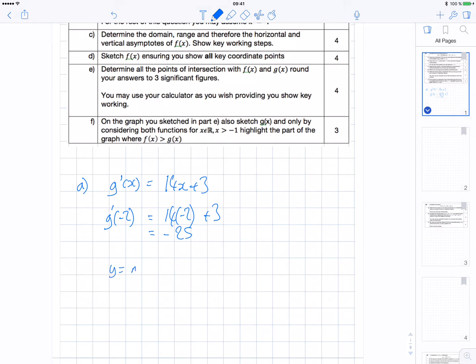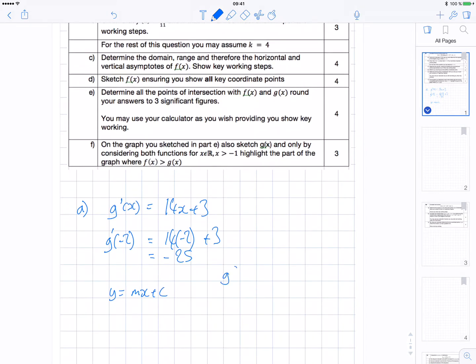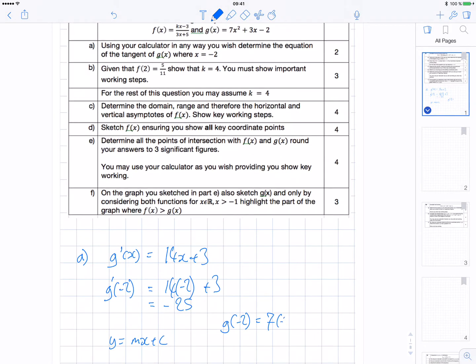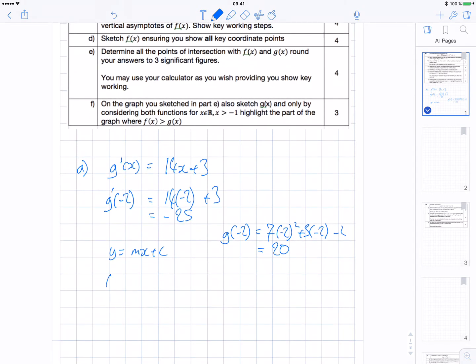So we do y is equal to mx plus c, but we need to have the y coordinate, so let's do the y coordinate. So g of minus 2 is equal to 7 lots of minus 2 all squared plus 3 lots of minus 2, which is equal to, just get the calculator to do this all for me. So we know that y is 20, m is minus 25, x is minus 2 plus c. So 20 is equal to 50 plus c. So c is equal to minus 25.